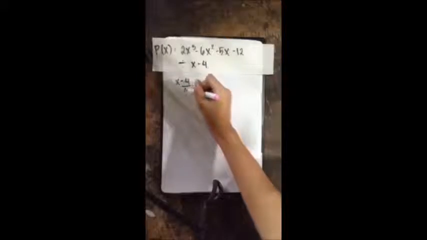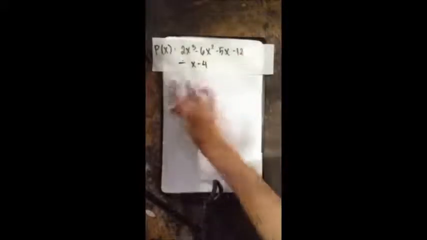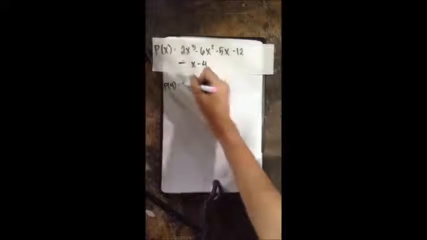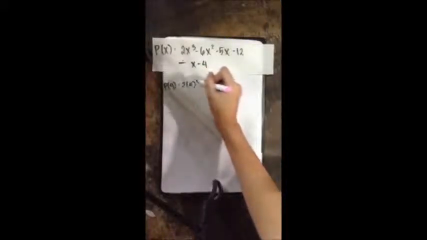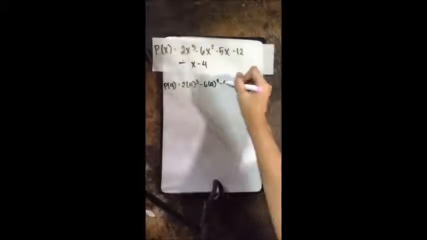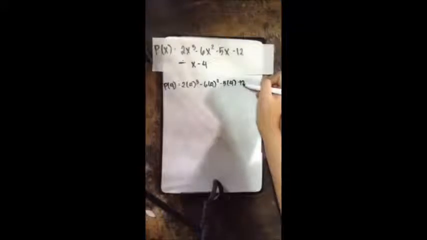Now, change the sign of its constant. So it will be positive 4. Now, change all the x to 4. So it will be p(4) equals 2 times 4 cubed minus 6 times 4 squared minus 5 times 4 minus 12.